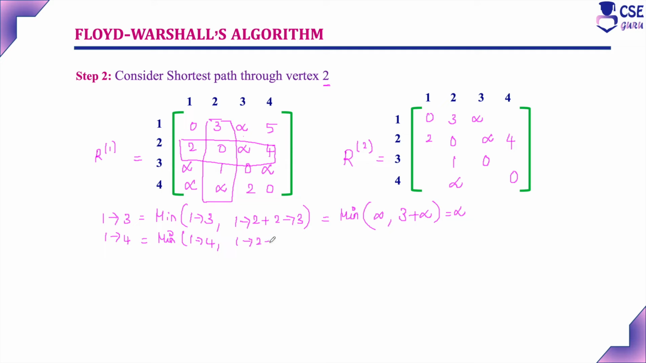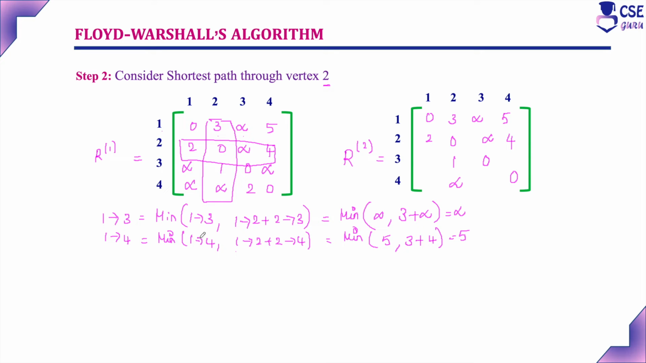Next, 1 to 4. Minimum of 1 to 4 through the vertex 2. So 1 to 2 plus 2 to 4. So 1 to 4, if you are considering, already the distance is 5. Comma 1 to 2, it is 3 plus 2 to 4, distance is 4. So which one is minimum? 5 is minimum. So the value is 5 only.